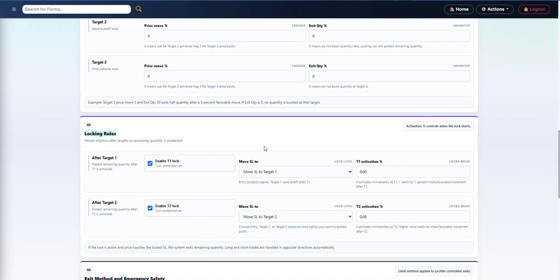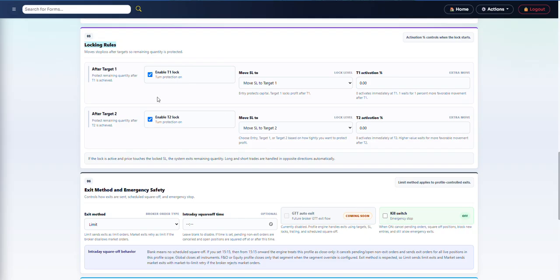Now let's talk about the locking rule. Locking rule is nothing but whenever target 1 is hit, you can select whether you want to move your SL to entry price or move your SL to target 1. If you're moving your SL to target 1, then in that case you can mention the T1 activation percentage. Otherwise, let's assume target 1 is 110 rupees and LTP is also trading at 110 rupees. In that case, your stop loss may trigger instantly.